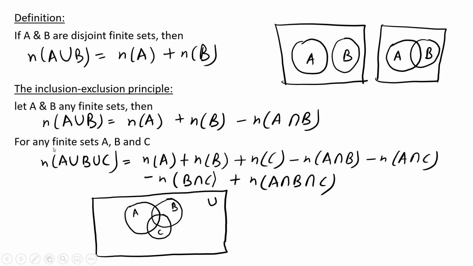For three finite sets A, B, C, the number of elements in A union B union C would be A plus B plus C minus A intersection B minus A intersection C minus B intersection C plus A intersection B intersection C.